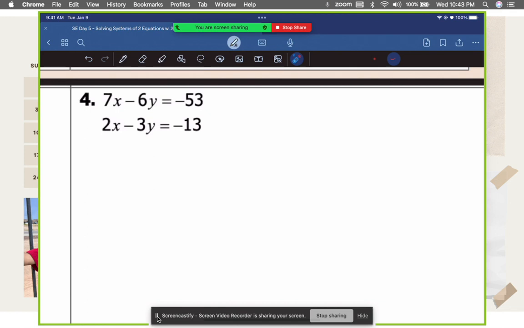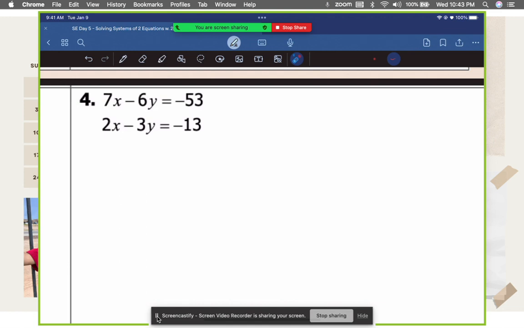Okay, so I can do one of two things, right? Option 1, I multiply this equation and this equation by a number, so that way they have the same coefficient, opposite sign. So I can multiply this one by 2, and I can multiply this one by negative 7, so it had a negative 14. Okay, that way they could cancel out.